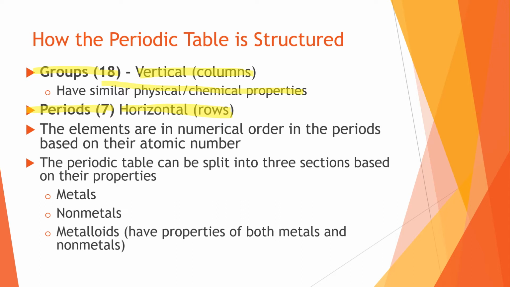Elements in the same horizontal row, we've learned in the past, all have the same number of orbits in their Bohr-Rutherford diagrams. The elements are in numerical order in the periods based on their atomic number. The periodic table can be split into 3 sections based on their properties. So the periodic table is made up of metals, nonmetals, and metalloids. Metalloids are elements on the periodic table that possess properties of both metals and nonmetals.